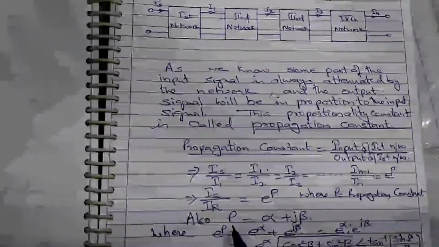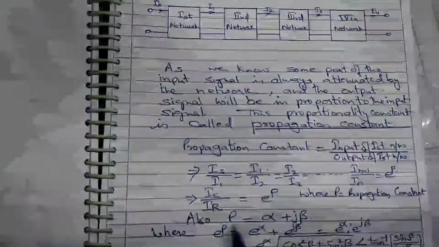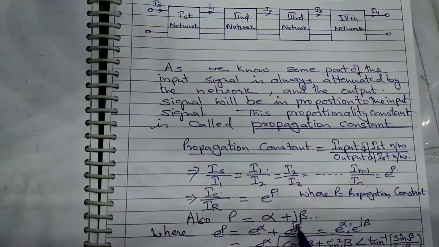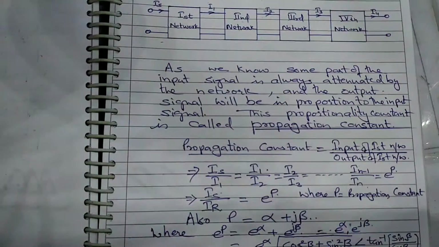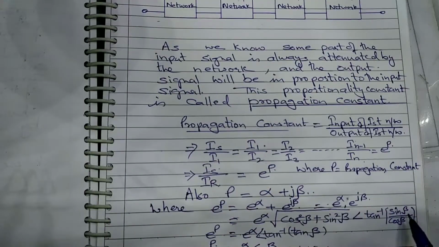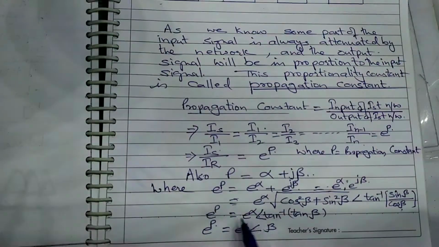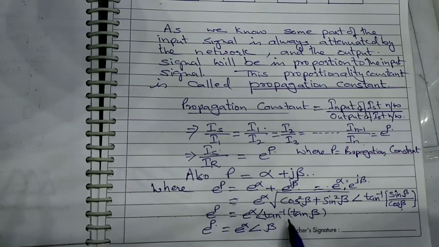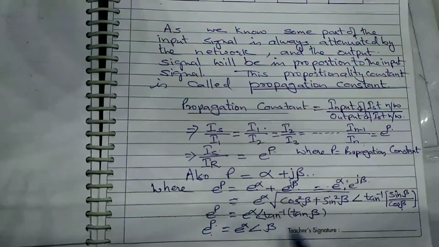Also P can be designated by alpha plus j beta. So this is a complex number. So e^P is equal to e^alpha times e^(j beta), which is equal to e^alpha times e^(j beta), which is equal to e^alpha under root of cos square beta plus sin square beta, at an angle of tan inverse of sin beta by cos beta. So e raised to power P is equal to e^alpha at an angle of tan inverse of tan beta, where e^P is equal to e^alpha at an angle beta.